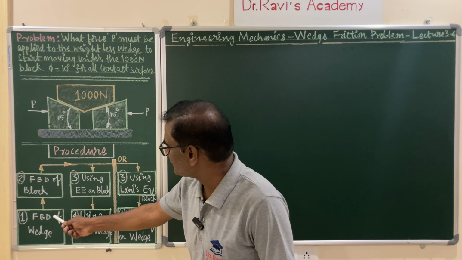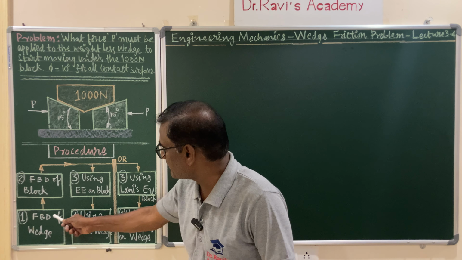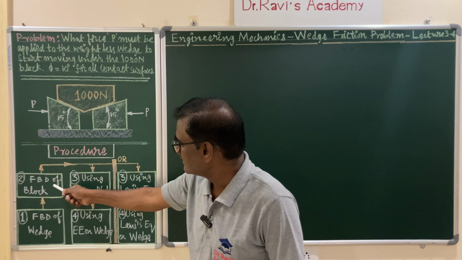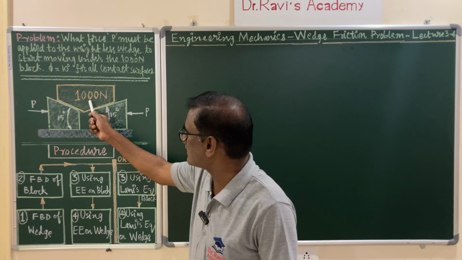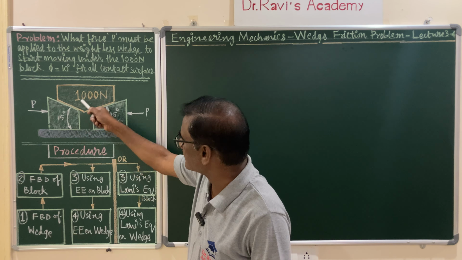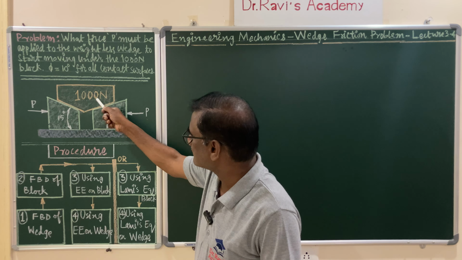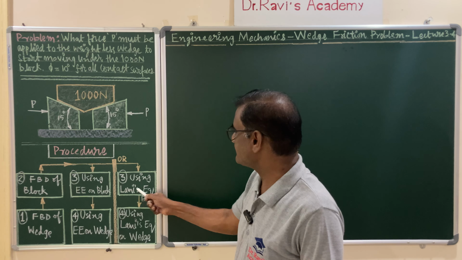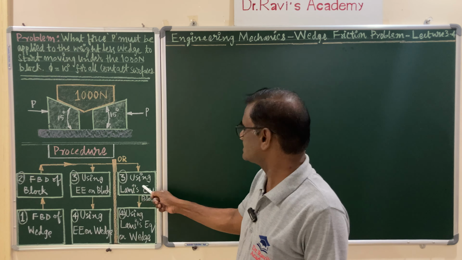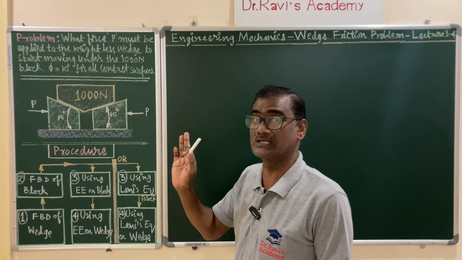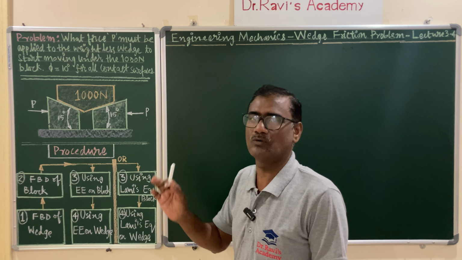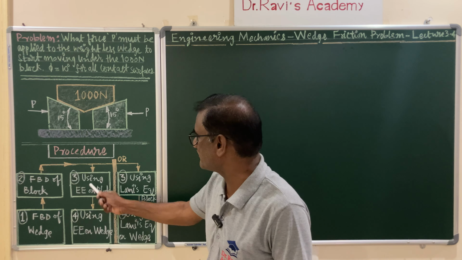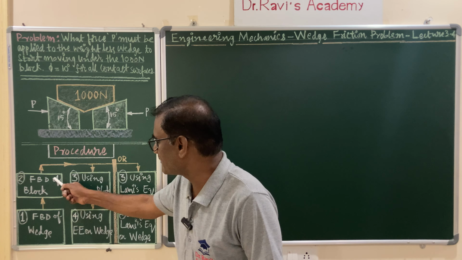So the very first step is to draw the free body diagram of the wedge, and then the second step is the free body diagram of the block. After drawing these two free body diagrams, you will analyze the block using either equations of equilibrium or Lami's theorem. You will use Lami's theorem when the number of forces is only 3. Remember that when you have only 3 forces, you can go for Lami's theorem. Otherwise, you have to go for equations of equilibrium, and you are analyzing the free body diagram of the block.